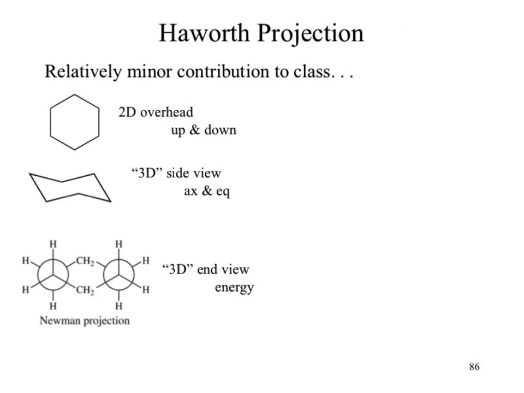The next one, which we'll look at really quickly because it makes a relatively minor appearance in this class, much more important for biochem. If we looked at our 6-membered ring, we've got the overhead view. We have the 3D side view. And then we have a 3D end view. So we've got our overhead, our chair, and our Newman projection. All of those have utility in looking at different aspects or highlighting different features.